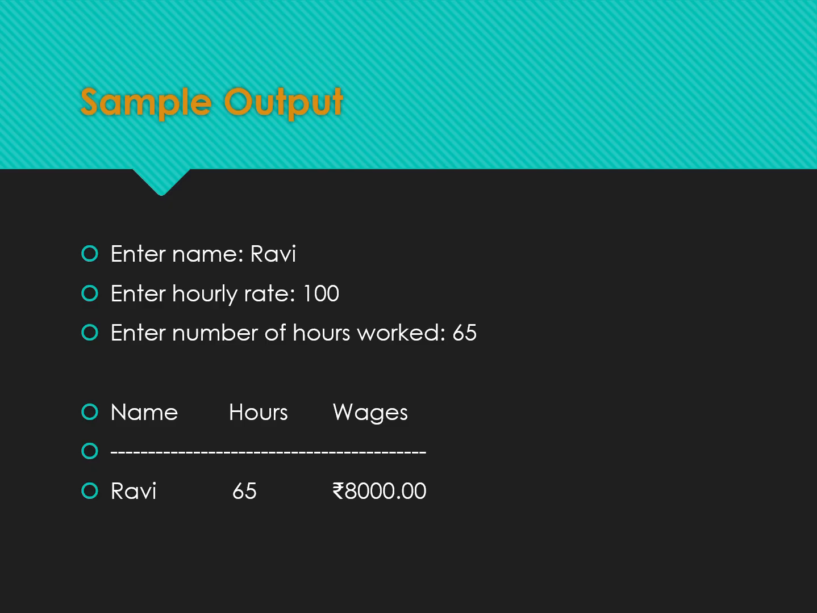The key takeaway is that the program correctly applies tiered wage calculation and presents the result in a well-formatted table with name, total hours worked, and final wages with currency symbol and 2 decimal places. This output proves that the program is working as intended, handling input, performing calculation, and producing a clean, readable result for the user.